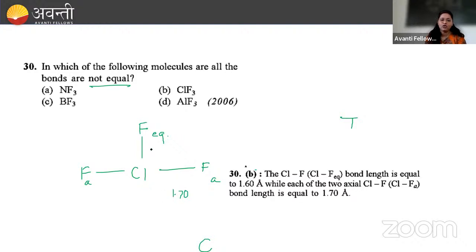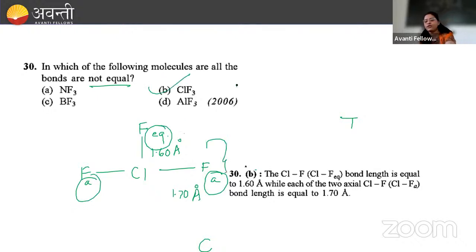On the other hand, the bond length of the one present at the equatorial position is 1.60, and the axial is 1.70. So that's why their bond lengths are different. Some are present at axial positions and one is present at the equatorial position, due to which their bond lengths are different. So all the bonds do not have the same bond length.